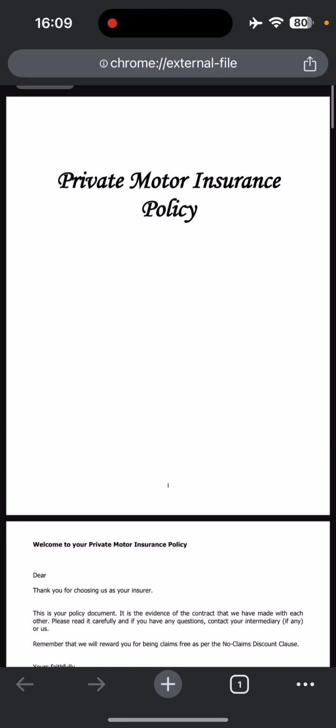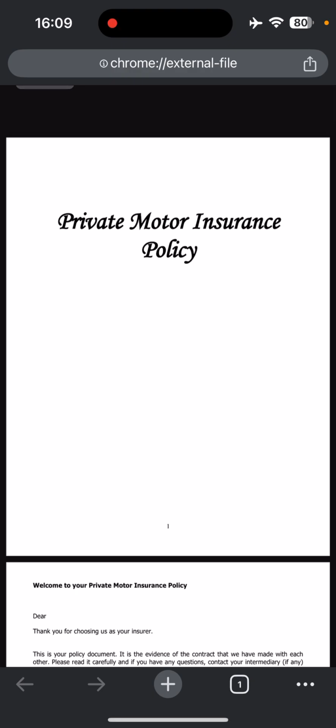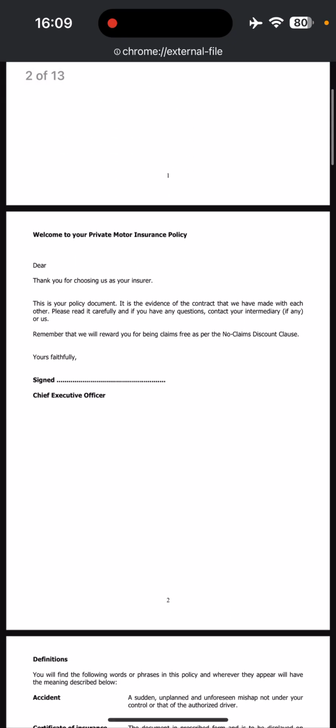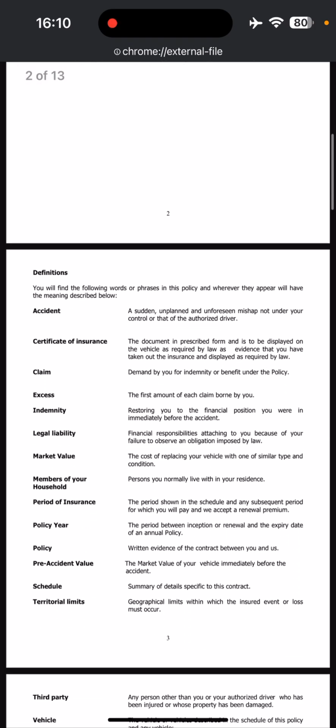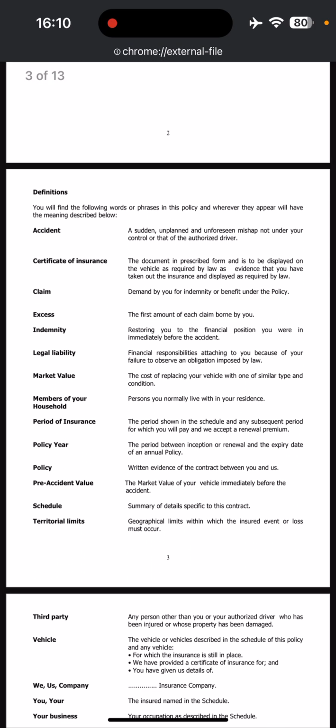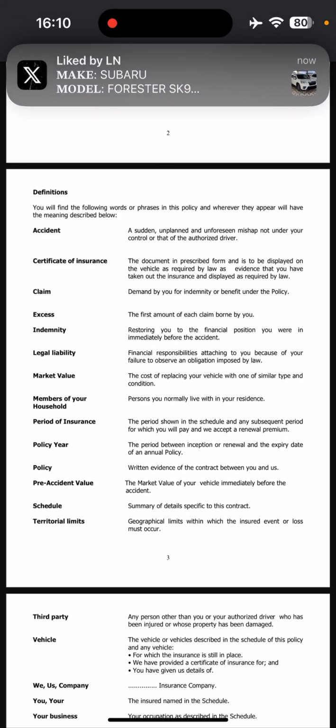from the insurance company. Of course, there's the introduction showing you the policy and welcoming you to your policy, and then you get the definitions of the jargon that you're going to come across in your insurance policy. For example, accident is a sudden, unplanned, and unforeseen mishap not under your control or that of the authorized driver. Certificate of insurance is also defined there.